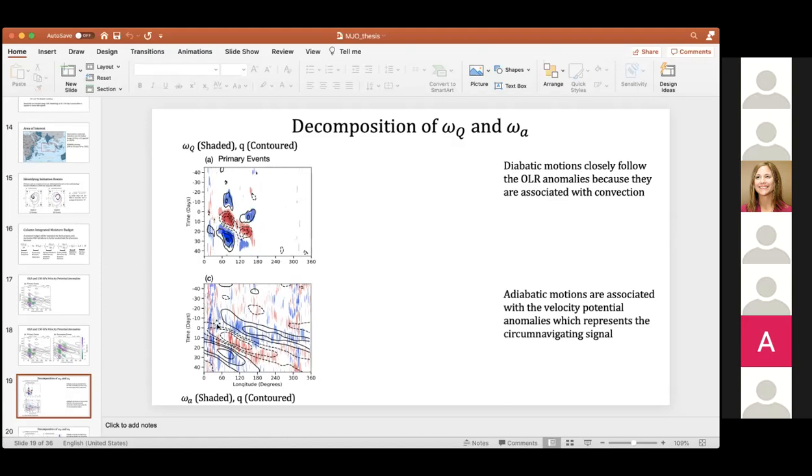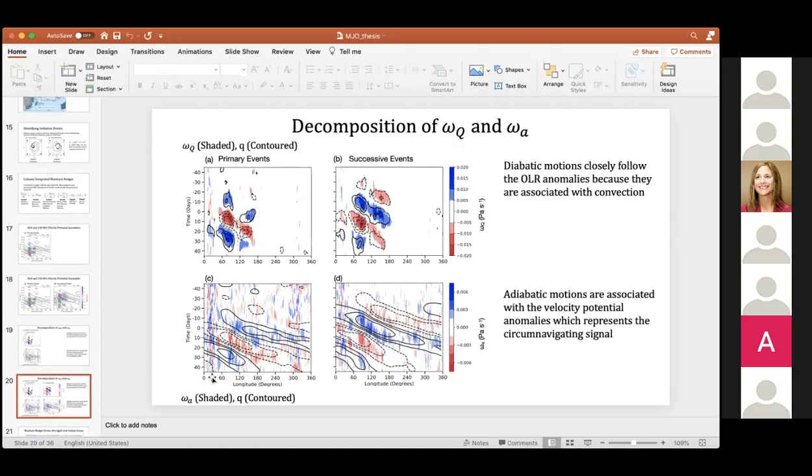And we can see a similar pattern in the screen below, which shows omega A in shading and the chi anomalies again in the contours. We see that unlike the diabatic motions, the adiabatic motions are not necessarily confined to convection and closely follow the chi anomalies. We see that the adiabatic motions can't really be traced back into Africa, but appear over South America. And one thing to point out, there's a ton of noise between that 0 to maybe 20 longitude line. This area right here is Eastern Africa, and it's a very mountainous region, so we're getting a lot of noise from over here.